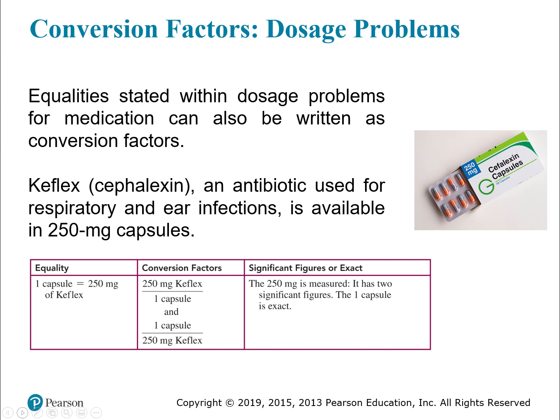In this case, if we have 1 capsule is equal to 250 milligrams, the 250 milligrams is measured. It's got 2 sig figs. That 0 is a placeholder. The 1 capsule is exact. So those 2 sig figs would count towards the sig figs when you're doing your calculations and figuring out how many sig figs your answer needs.